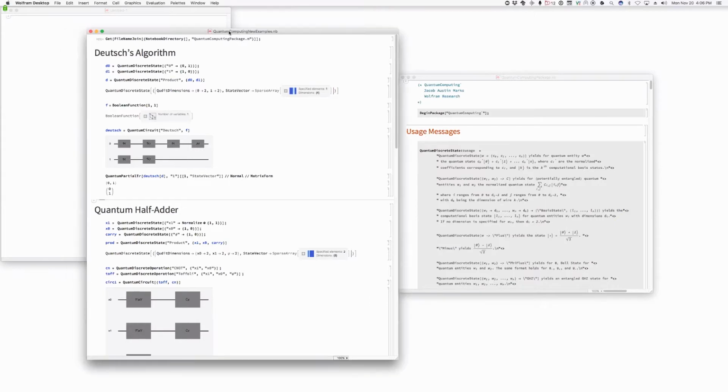Okay, so we've looked at this several times before, but let's walk through what we actually have here. So here's an example. Let's remember how this works.